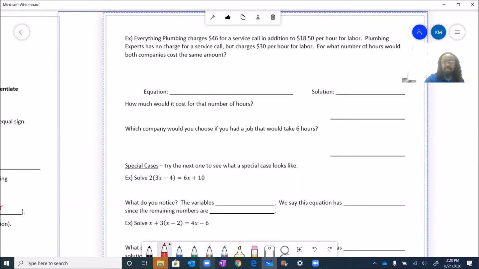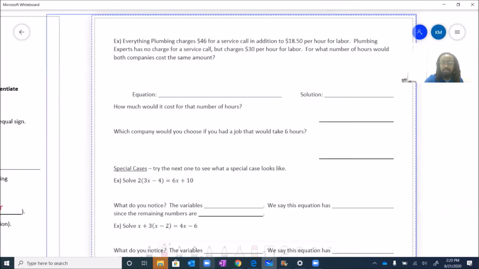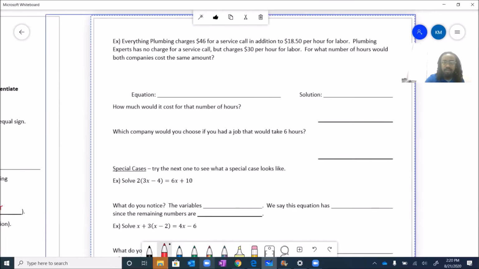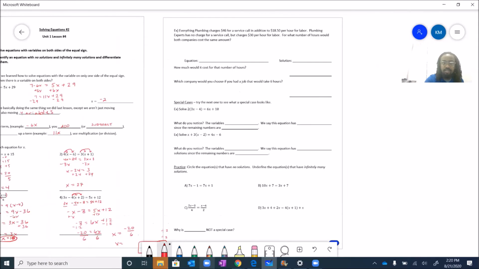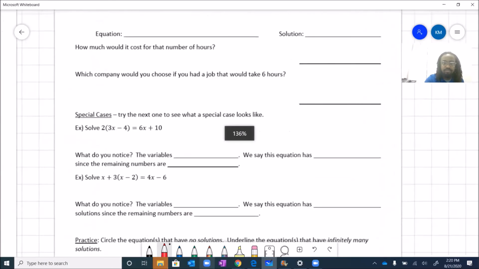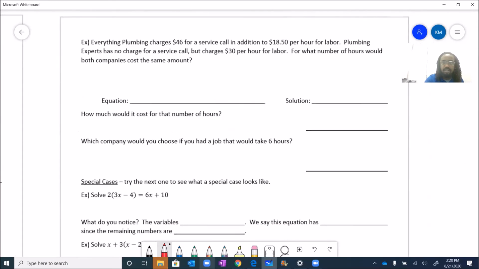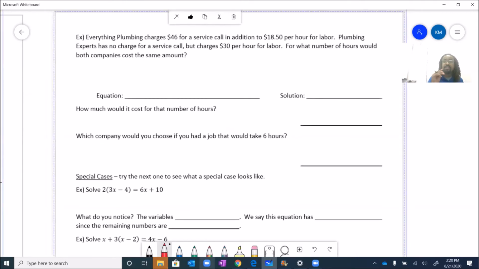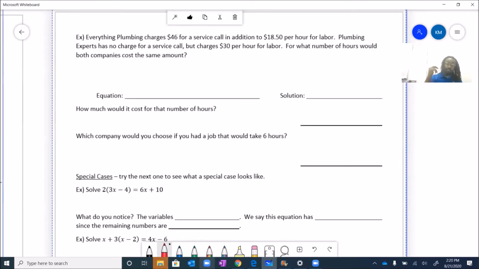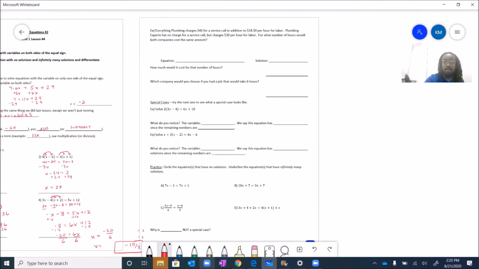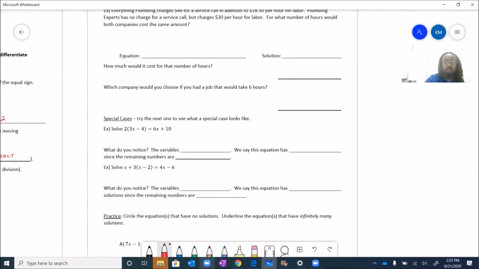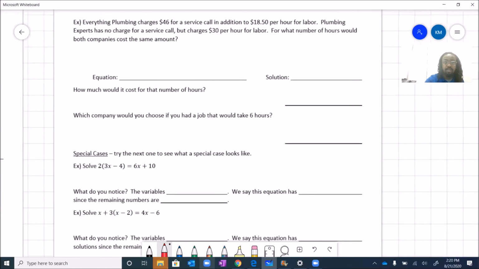Everything Plumbing charges $46 for service call-in, in addition to $18.50 per hour for labor. Plumbing Experts has no charge for service calls, but $30 per hour of labor. Okay, what number of hours would both companies cost the same?